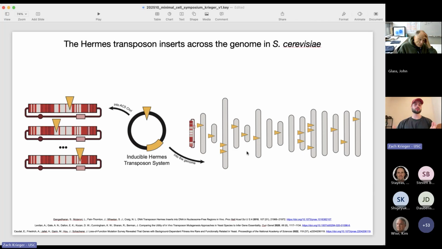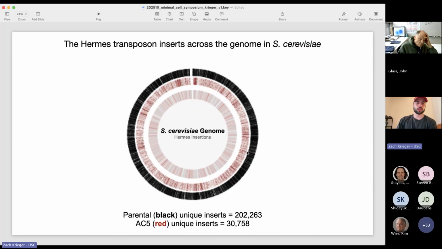To get at these questions, we used in vivo saturating transposon mutagenesis using this transposon called Hermes. It's an inducible plasmid-based system, which we can transform into AC5 and its parental cell, and then induce transposition and take a peek at what survives that process, which is very similar to what was done in the original minimal cell paper. So the best way to display this data is a little bit lost on me.